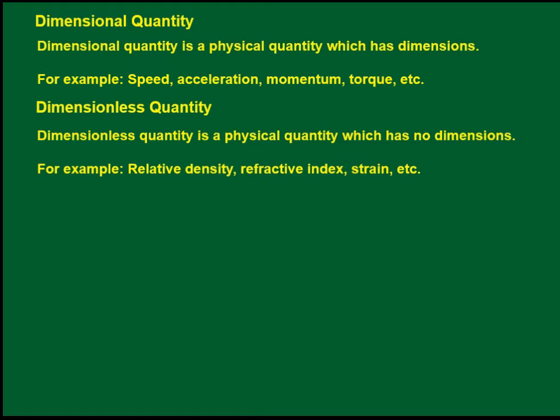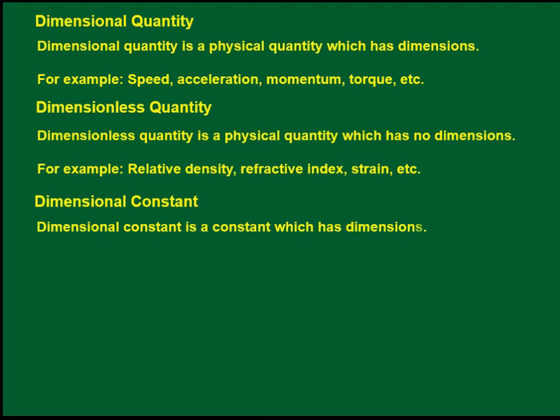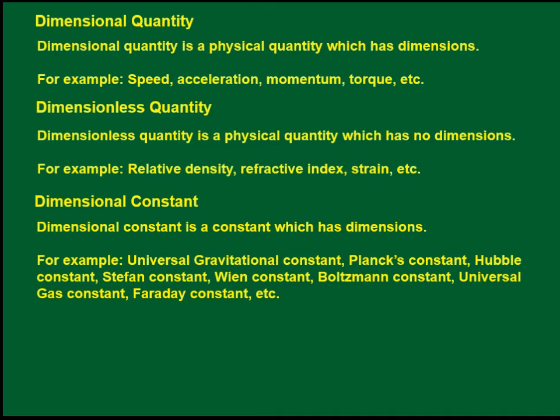Dimensional constant. What is dimensional constant? Dimensional constant is a constant which has dimension. For example, universal gravitational constant, capital G, Planck's constant, h, Hubble constant, capital H, Stefan constant, that is sigma, Wien's constant, lambda, Boltzmann constant, k is equal to R by N, universal gas constant R, Faraday constant, these are all dimensional constants. So their value does not change, but their dimension is there. So they are not dimensionless quantities.